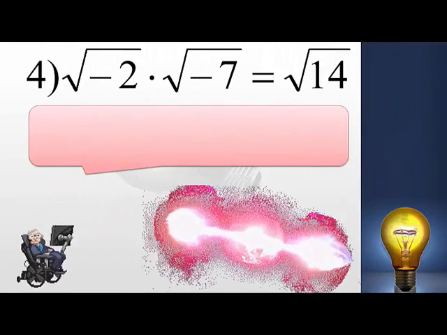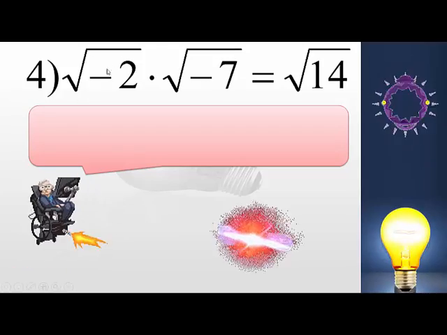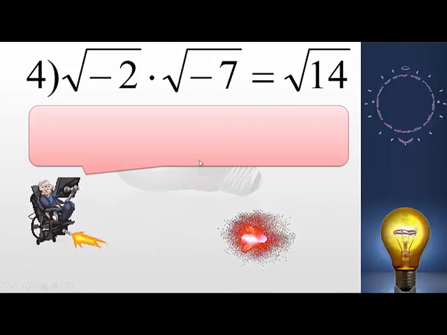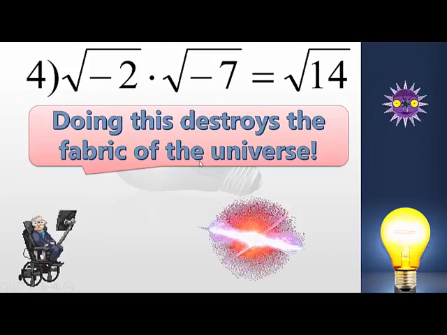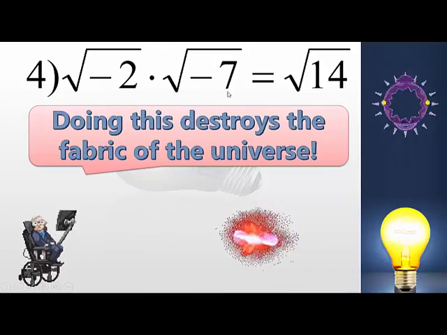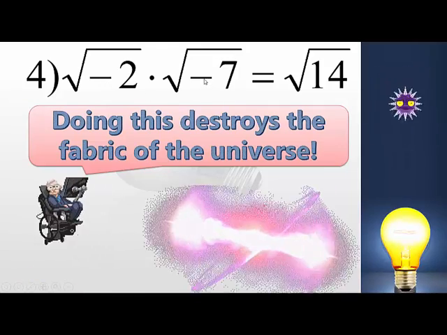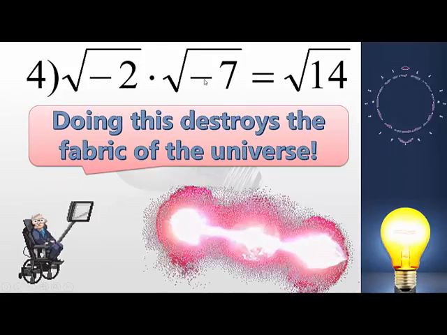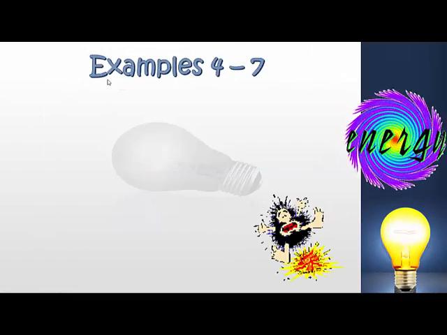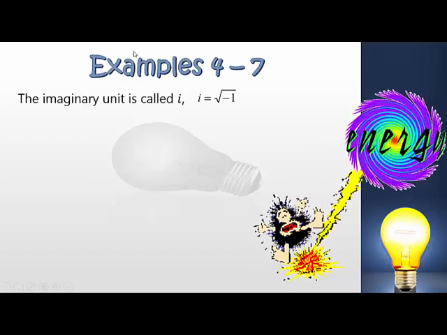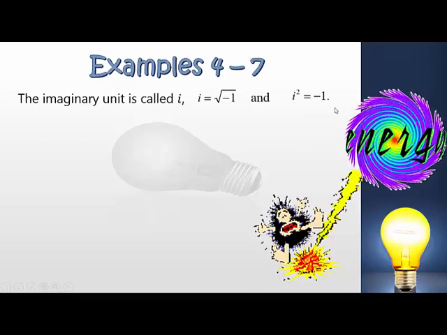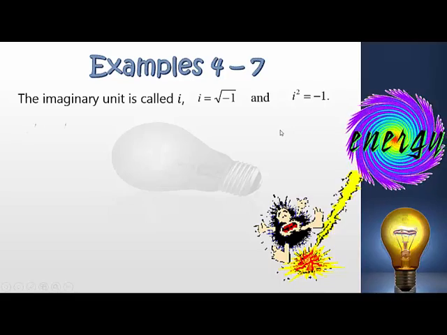Some people may think it's particularly clever to do something like this because, oh wow, we have a negative times a negative, and that will give us a positive, so therefore it's the square root of 14. Well, if you start doing stuff like that, this destroys the fabric of the universe, because it turns out that this is really the square root of negative 1, and this is a square root of negative 1, and we know that the square roots of negative 1 are i's by definition. So let's look at a few examples using these definitions, where i is equal to the square root of negative 1 and i squared is equal to negative 1.